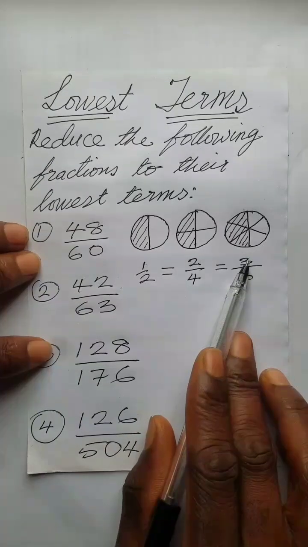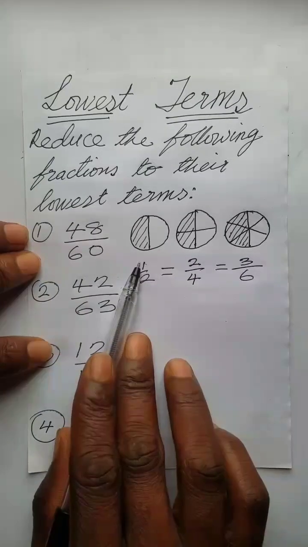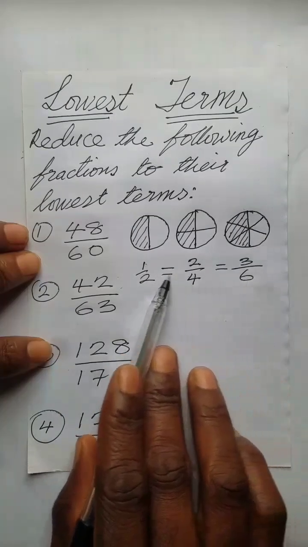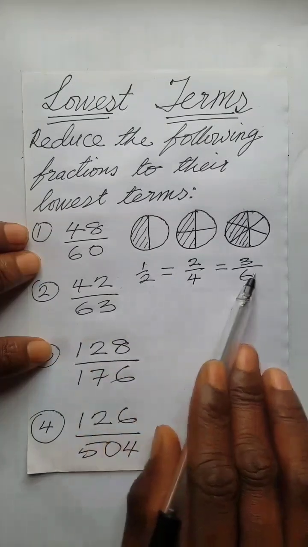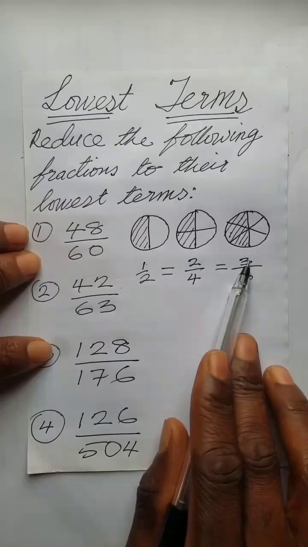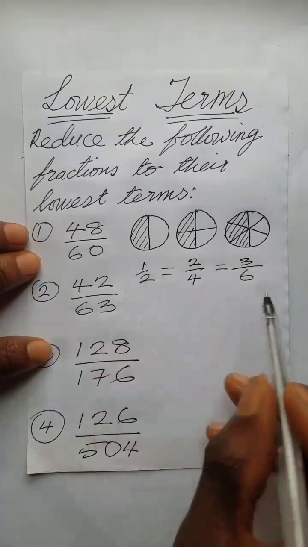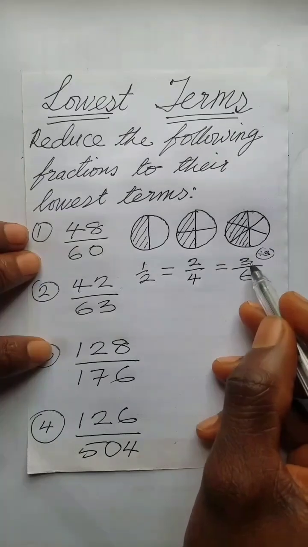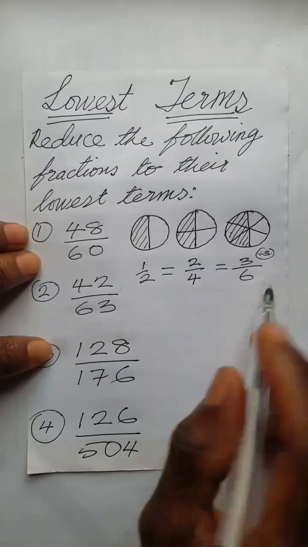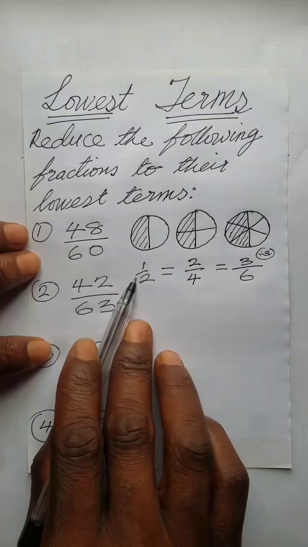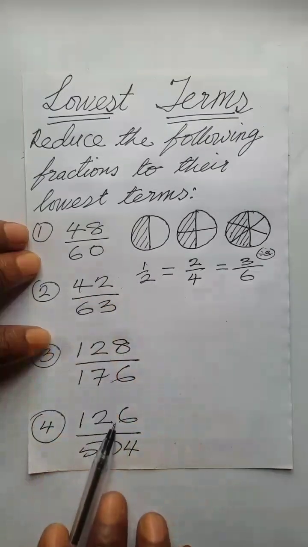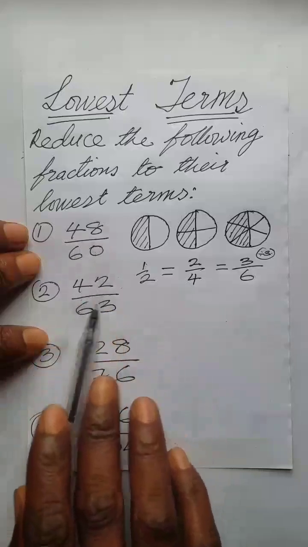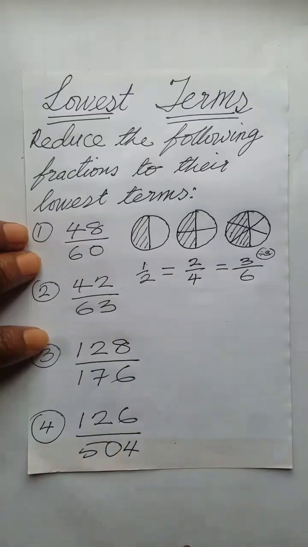So if I divide 3, I'll get 1. If I divide 6 by that same factor, I'll get 2. What do I mean? 3 divided by 3 gives 1, right? I'm dividing by 3. If I divide 6 by that same 3, what do I have? 2. So that is what we are going to use in dividing fractions and getting the lowest forms of these fractions. I hope you understand.